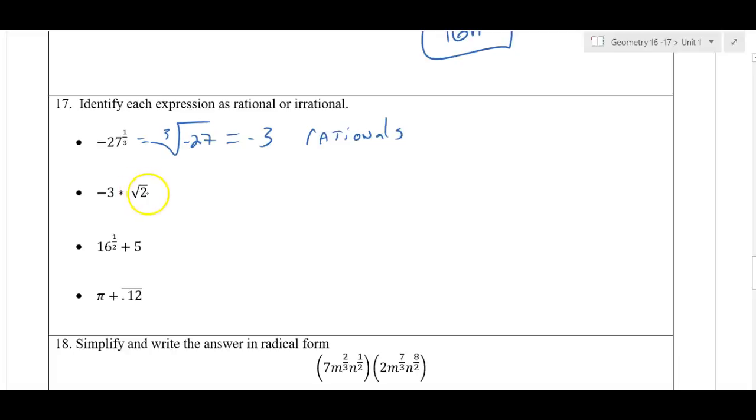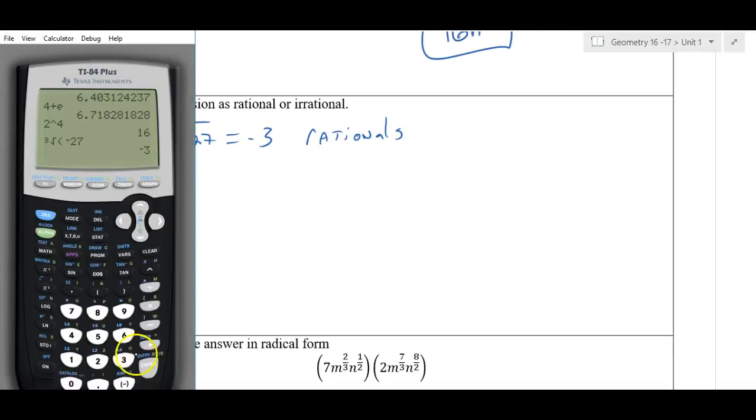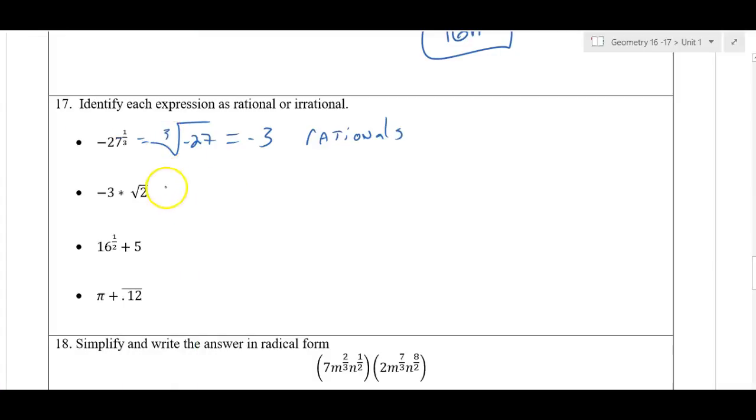When I do negative 3 times the square root of 2, okay, I'm a little unsure what the square root of 2 is, so I can say 3 times square root of 2, and I get, again, a decimal that is long, and there's no repeating numbers, so this would be irrational.